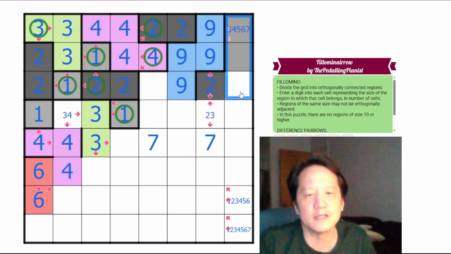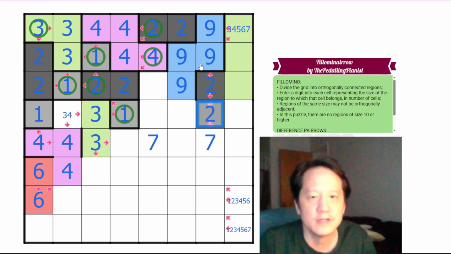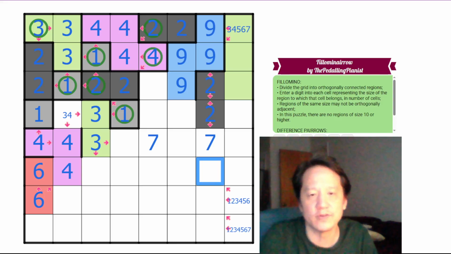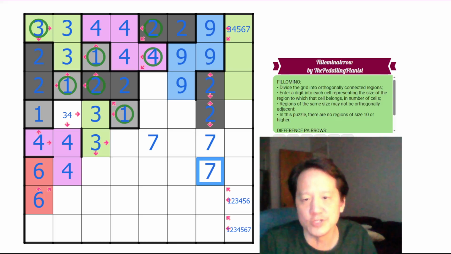This is at least 3, so this must go down that way. So this has to go at least 3, because it cannot be 1, it cannot be 2. Therefore, 2 has to go this way, which means this is 2 away. Which means this is 7 and 7. So this is the same region. Probably going to be the same region here.